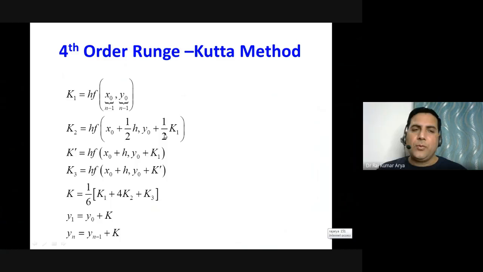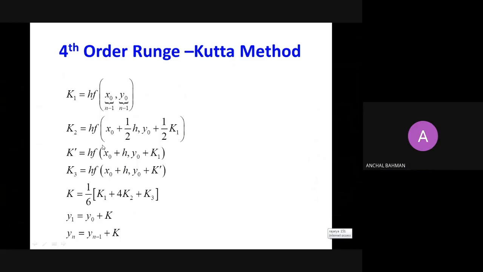Next is the fourth order Runge-Kutta method. This is practically what is known as the Runge-Kutta method. Previously, with those names, Euler's method, modified Euler's, Runge's method, you only know these as Runge-Kutta methods. Yes or no? Have you heard these terms earlier? Yes, sir.